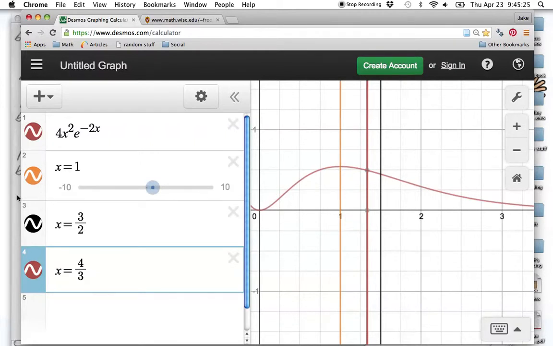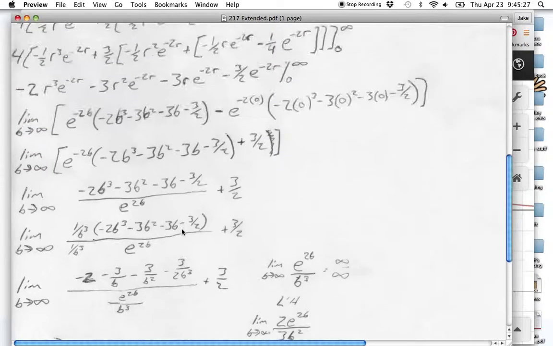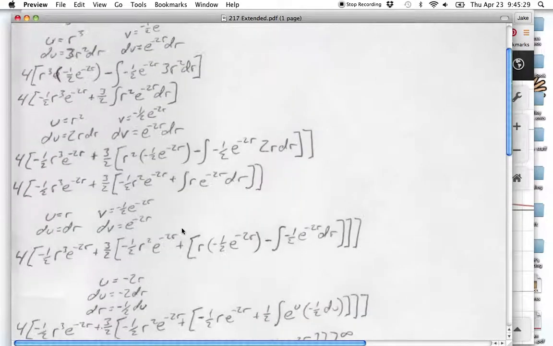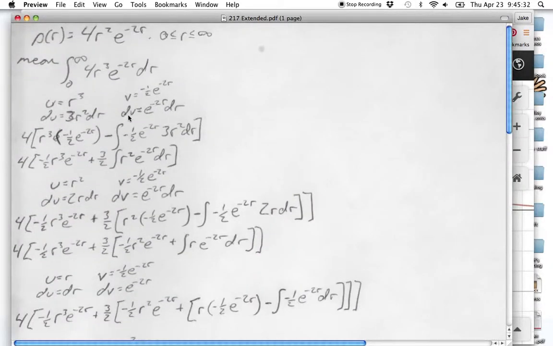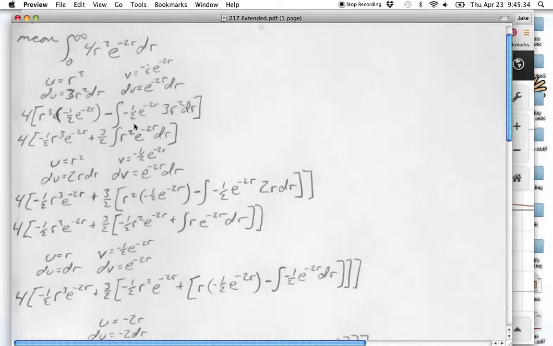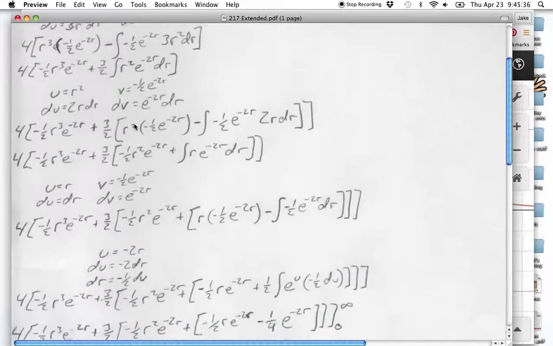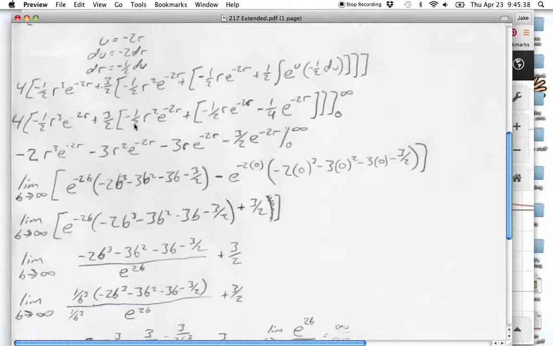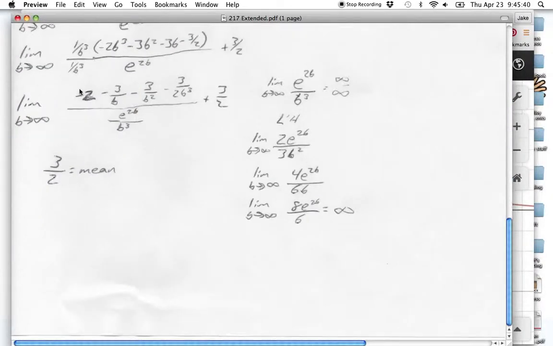Okay. So hopefully that was helpful. Again, you can look back through, and I'll link to this document so you can take a look at the steps more carefully. But that's the long process to solving that question.